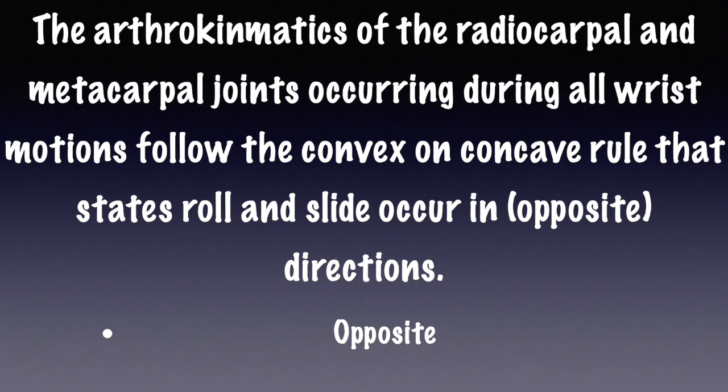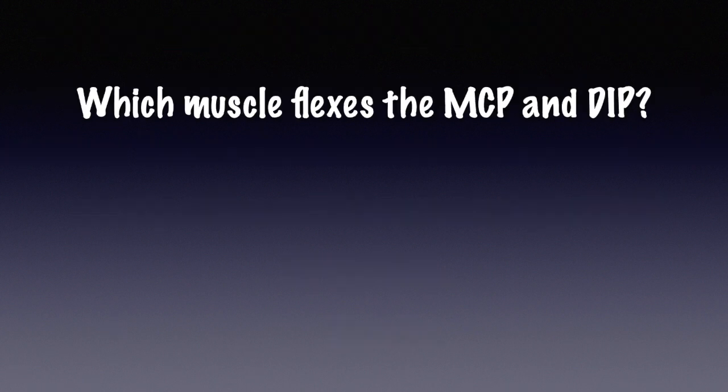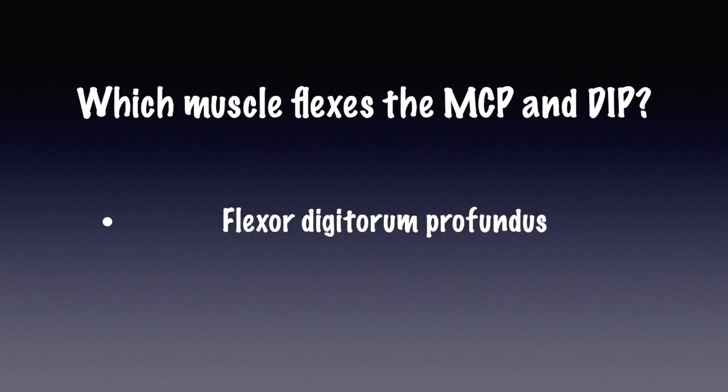The arthrokinematics of the radiocarpal and metacarpal joints occurring during all wrist motions follow the convex-concave rule that states roll and slide occur in opposite directions. Which muscle flexes the MCP and DIP? Flexor digitorum profundus.